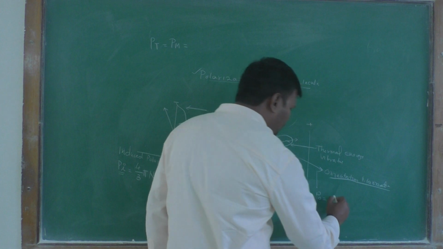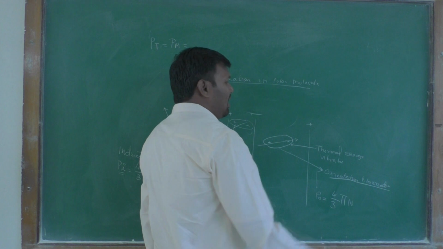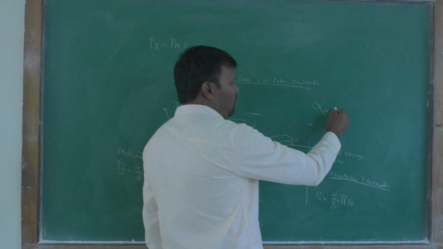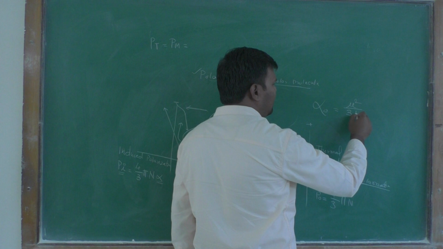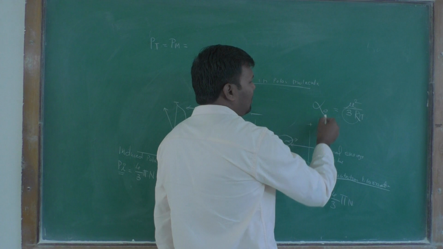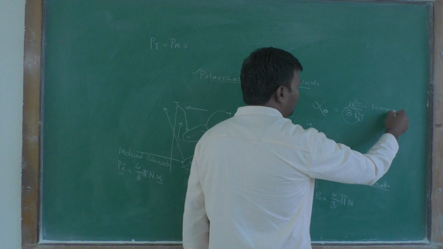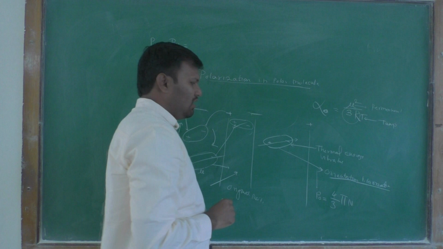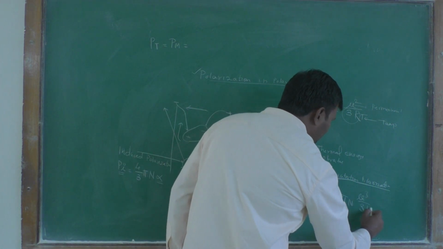Orientation polarization is equal to 4 by 3 pi n times the polarizability for orientation, which is equal to mu square upon 3 kT, where k is the Boltzmann constant. Your polarizability depends upon the permanent dipole moment and the temperature. Remember that. Therefore, you replace this and you will obtain mu square upon 3 kT.